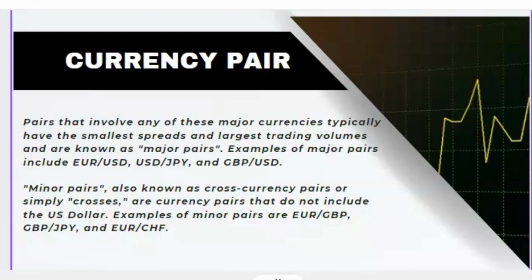Now, in my slide here, I said pairs that involve any of these major currencies typically have the smallest spreads and the largest trading volumes and are known as major pairs. Examples of major pairs include the euro against the US dollar, or the US dollar against the Japanese yen, or the Great Britain pound against the US dollar, while the minor pairs, also known as cross-currency pairs, or simply crosses, are currency pairs that do not include the US dollar. So major currency pairs always include the US dollar, while minor currency pairs exclude the US dollar.